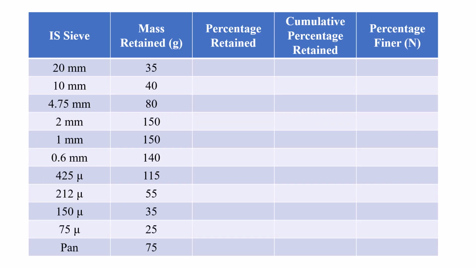In order to solve this, we should first know how to tabulate the given data. Arrange the sieve sizes from the largest opening at the top to the smallest at the bottom. The mass retained on each sieve is then entered in the second column. Next, calculate the percentage retained, followed by the cumulative percentage retained, and finally the percentage finer. These percentage finer values are the points we use to plot the particle size distribution curve.